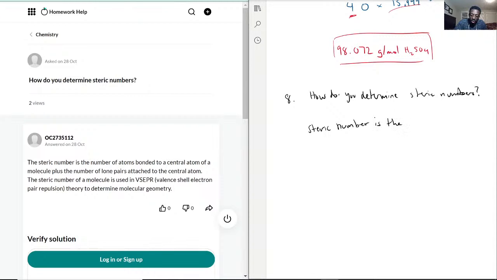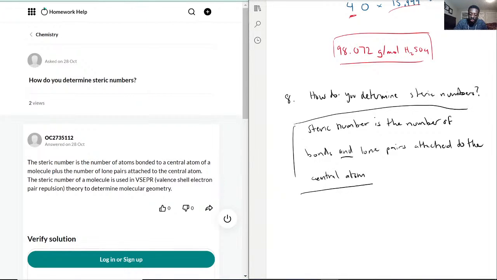is the number of bonds and lone pairs attached to the central atom. Okay, so this right here is what a steric number is.